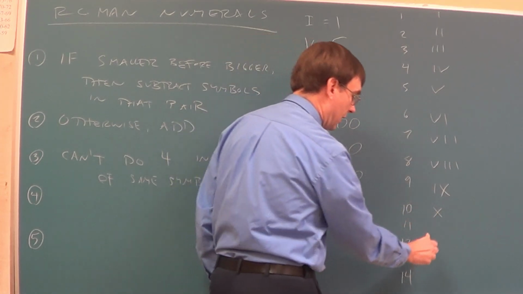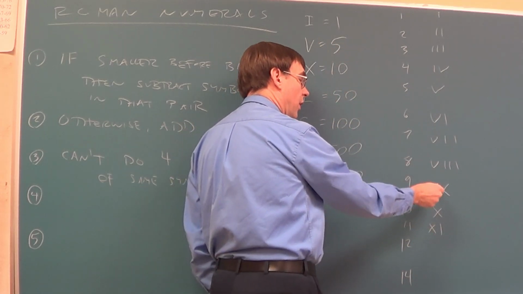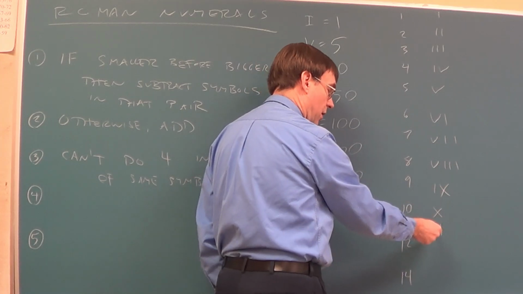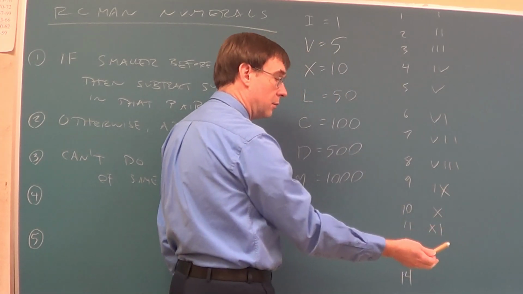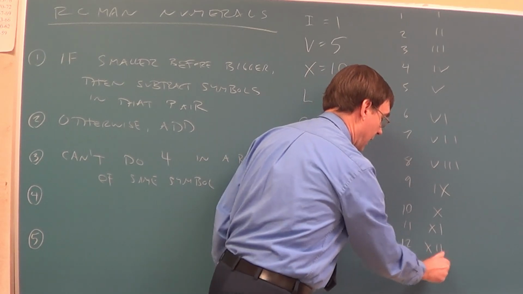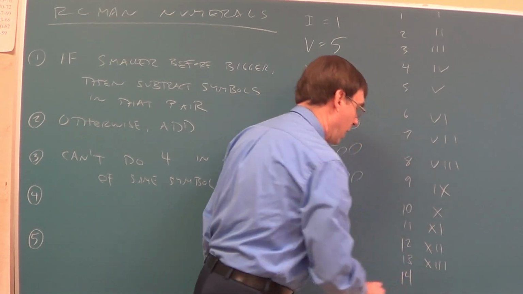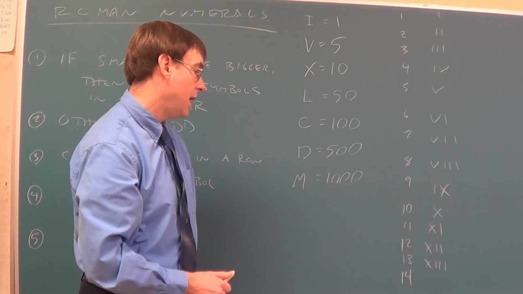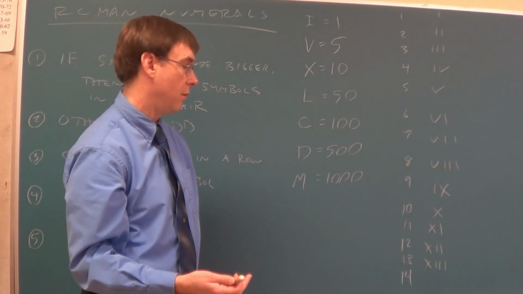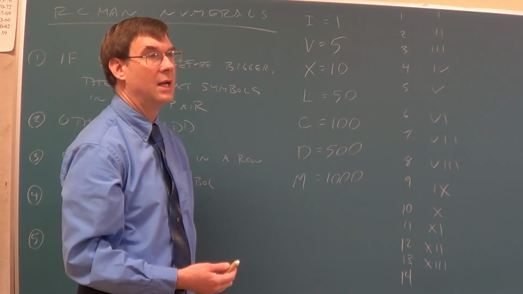Let me go 11. 11 would be XI. X and then an I. So again, when the littler comes before the bigger, we're going to subtract, but when the bigger comes before the littler, we're going to add. 12 is XII. Let's go 13. X, triple I. But then 14, we can't go XIIII. Why? That's 4 in a row, not allowed. So how can we build 14? Is it IVX? It is not.